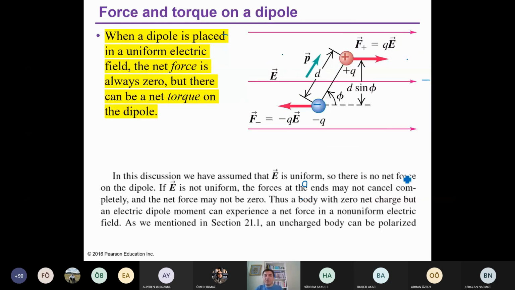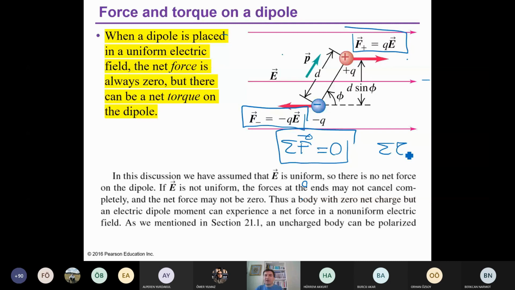Now what about the net force acting on this electric dipole? Here we have a force given with this expression. Here we have a force given with this expression. Since they are the same in magnitude, the net force acting on the system is 0. But what about the net torque acting on the system? It is different from 0. Under the electric field, this electric dipole will be rotated. What about the direction of the rotation? You know this information from Physics 1. So here we have a net torque.